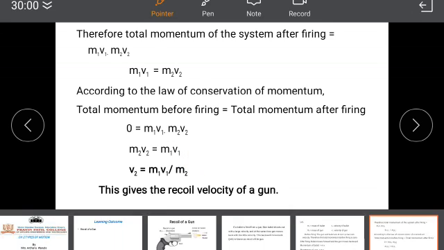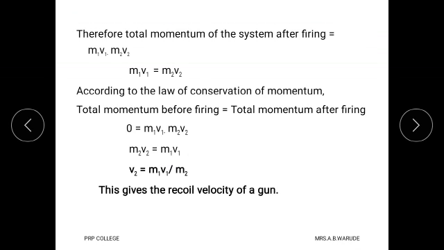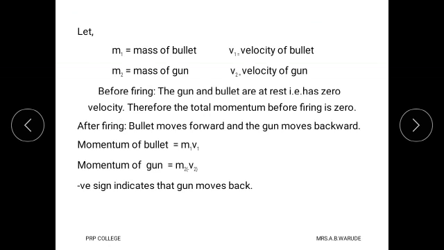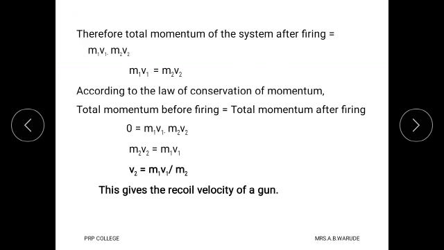Here v1 is the velocity of the bullet, and v2 is the velocity of the gun. And here we have to find the velocity of the gun, that means the recoil velocity of the gun. Therefore we take v2 is equal to m1 v1 as it is. When we take m2 to the right hand side, it is divided. Therefore the equation is v2 is equal to m1 v1 upon m2, and this v2 is called the recoil velocity of the gun, and its formula is m1 v1 upon m2.